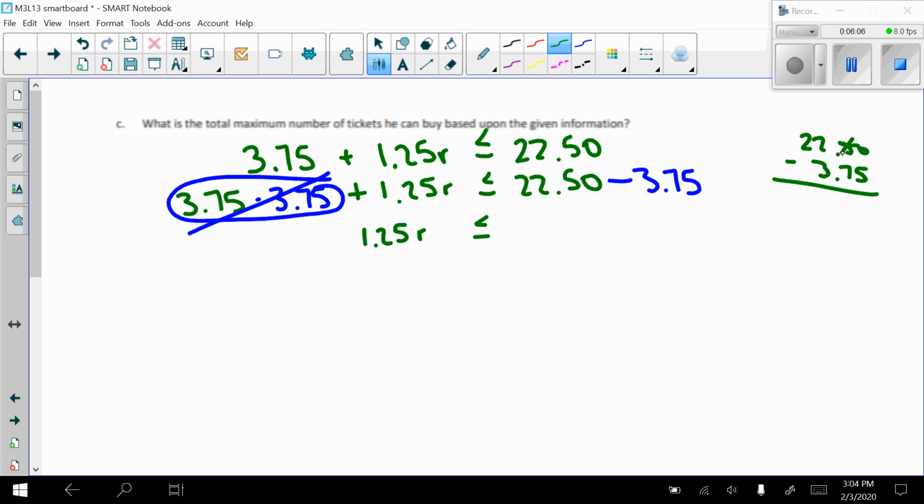We're going to subtract. Let's see. That becomes a 4. That becomes a 10. That becomes a 1. That becomes a 14. 21 minus 3 is 18. So $1.25R is less than or equal to $18.75.